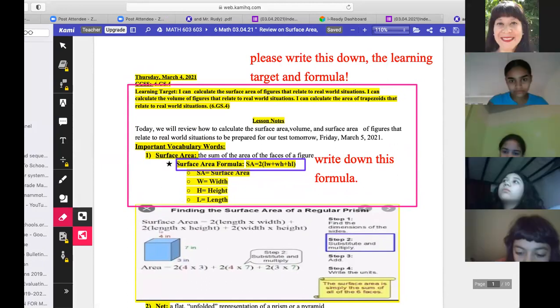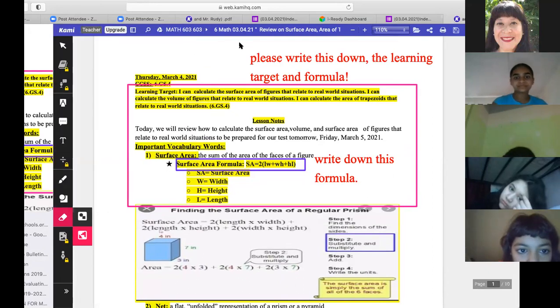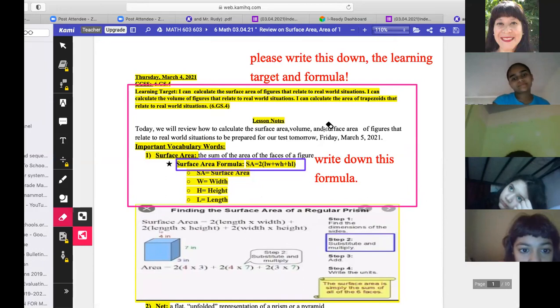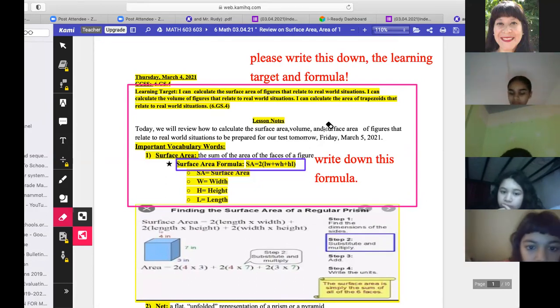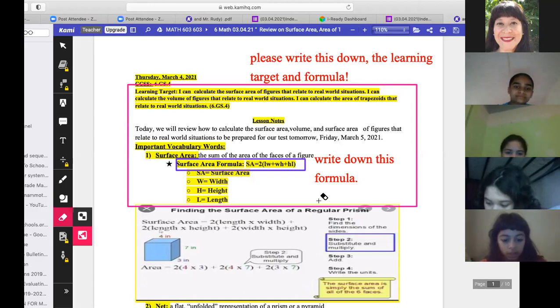Learning target. I can calculate the surface area of figures that relate to real world situations. I can calculate the volume of figures that relate to real world situations. I can calculate the area of trapezoids that relate to real world situations. Keep going. Important value words. Surface area formula.